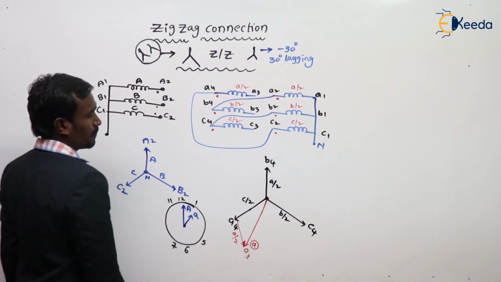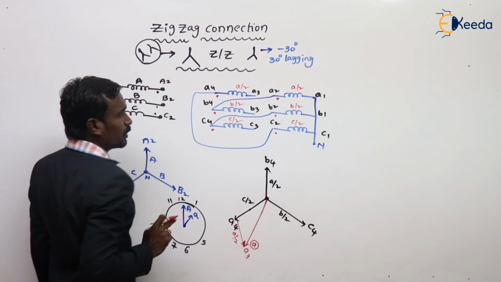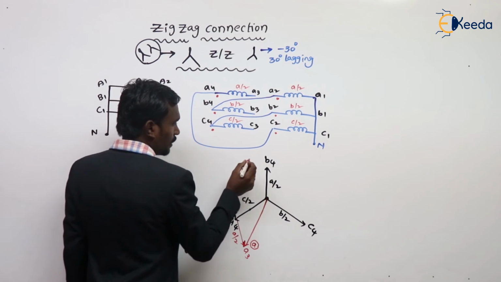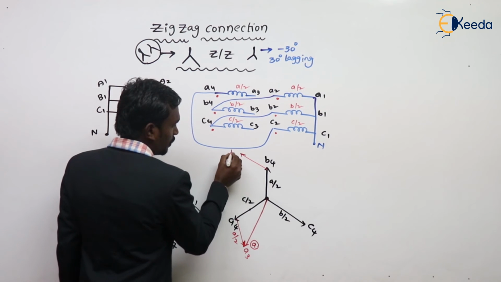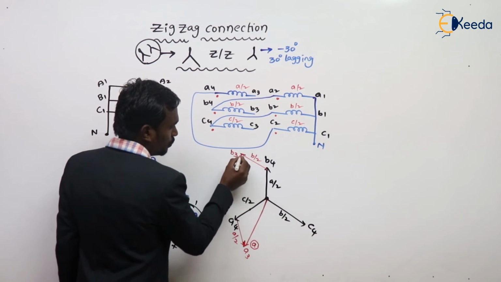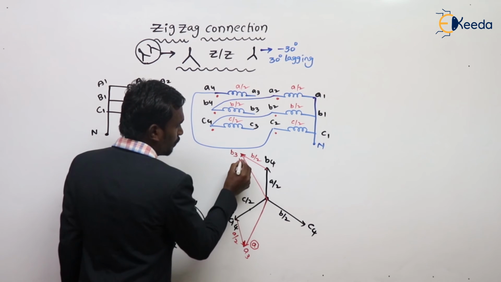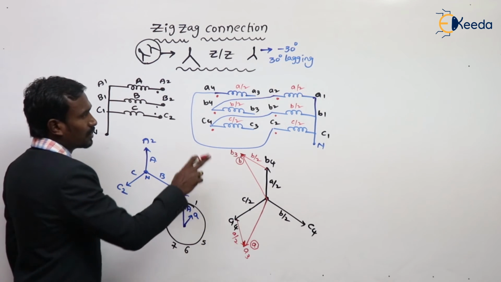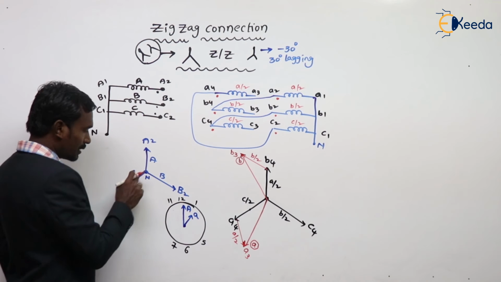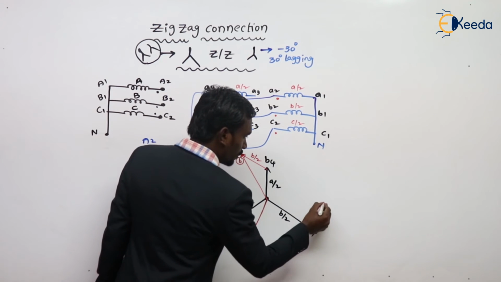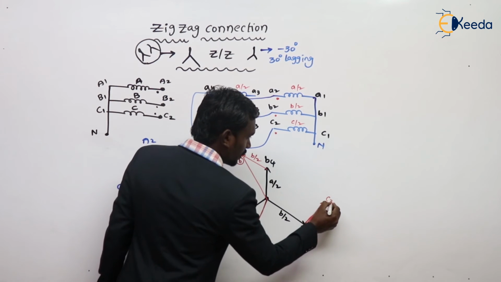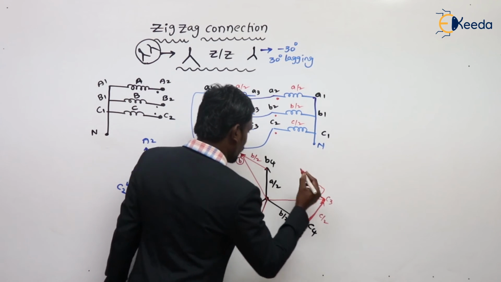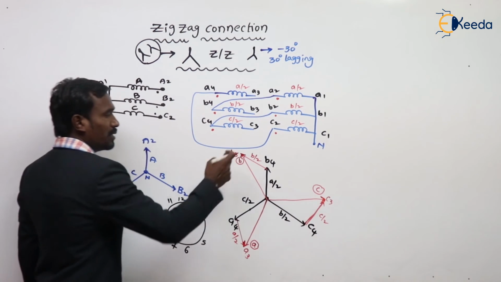Okay? Next, where is B? From B4 to B3, B by 2. Where is B? B is in this direction, exactly upwards. This is B3. This is B by 2. And this is actually our B. Next, B is completed. Next, C4, C3, C by 2. Where is C? C is in downwards. So here exactly upwards. This is C3. This is C by 2. And this is C. A, B, C.